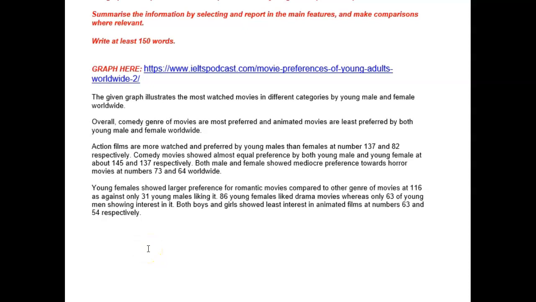Young females showed larger preference for romantic movies compared to other genres of movies at 116 against only 31 young males liking it. Get rid of this as. 86 young females like drama movies, whereas only 63 young men showed interest in it. Get rid of, showed. Both boys and girls showed the least interest in animated films at 63 and 54 respectively. Okay.